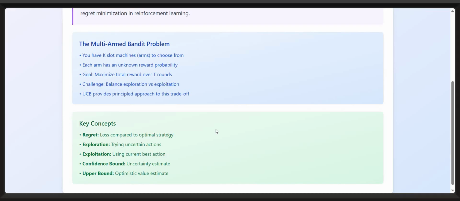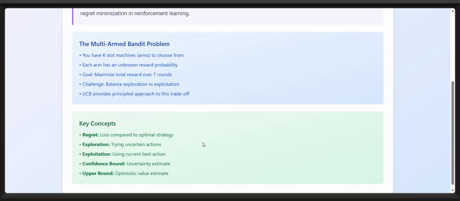Before we go into the formula, let me pause and ask, what is the key terminology here? First, you will hear the word regret. That's basically the difference between the reward you actually got and the best reward you could have gotten if you always knew the right action.